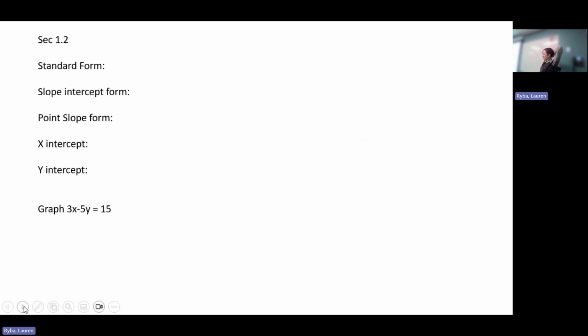All right, so then we're going to move into graphing some lines here because it's a concept that is going to come back at different points in time in this class.